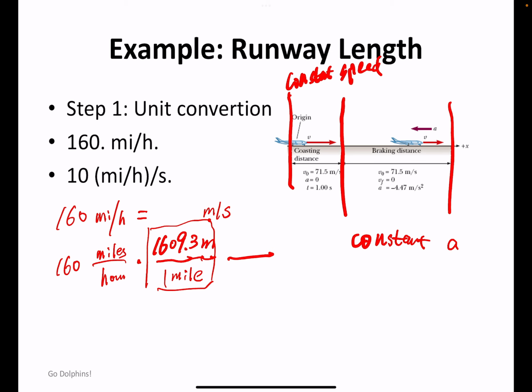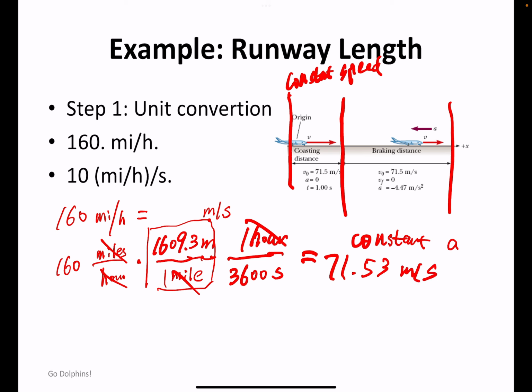Now do the same thing. I want to get rid of this hour and change it to second, so I would have 1 hour here, which is 3,600 seconds. Now see, the hour cancels, the mile cancels. The unit is meter per second. Plugging in all the numbers, it is 71.53 meter per second. And then the acceleration is 10 miles per hour per second.